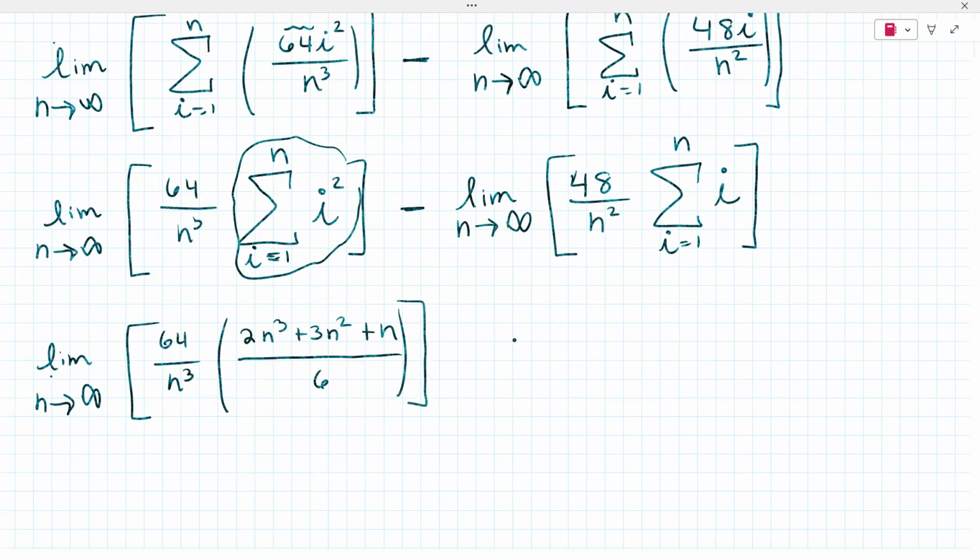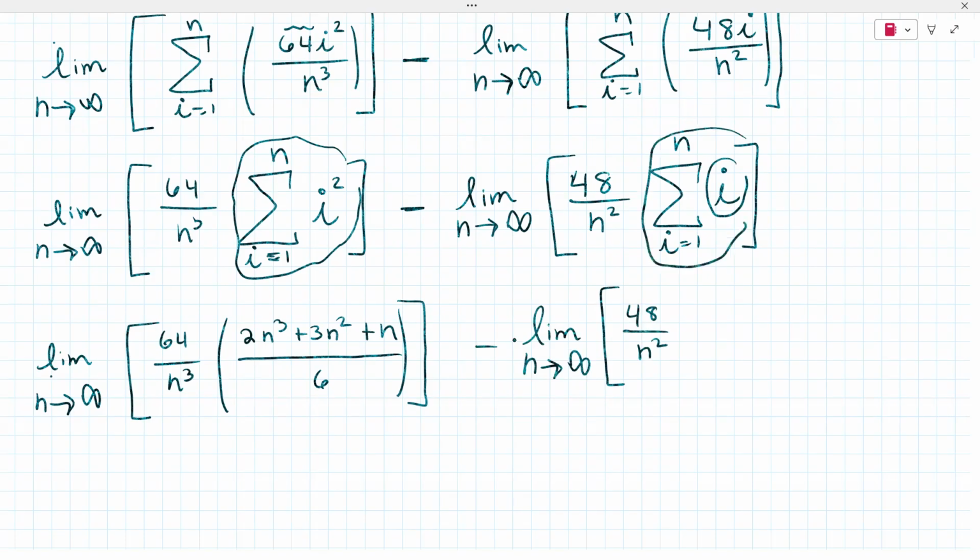What about here? According to the rule, if you have an i, it simplifies as n squared plus n over 2. So you can write this as minus the limit as n approaches infinity, 48 over n squared. And then you're going to replace this whole thing right here with, oh, it's actually n squared plus n over 2. Oh, that's what I just said. Okay, and then go ahead and simplify.